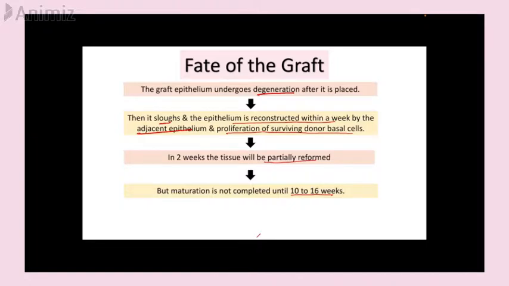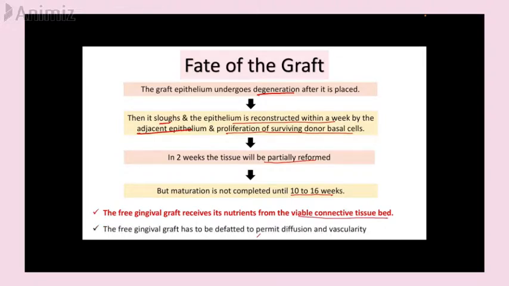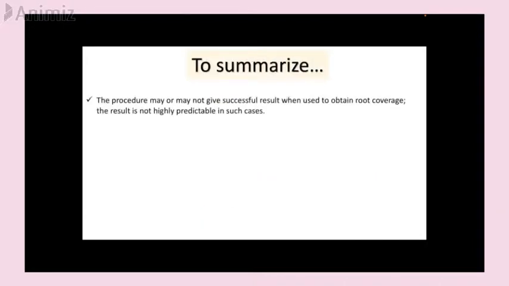Another important point to remember is that the free gingival graft will receive its nutrients from the viable connective tissue bed. The graft also has to be defatted to permit diffusion and vascularity. So to summarize, the procedure may or may not give a successful result when it is used to obtain root coverage, and the result is not highly predictable in such cases.